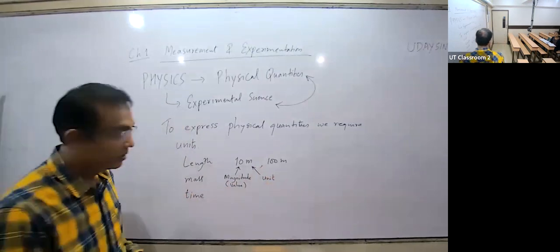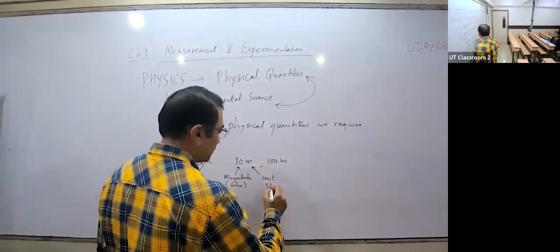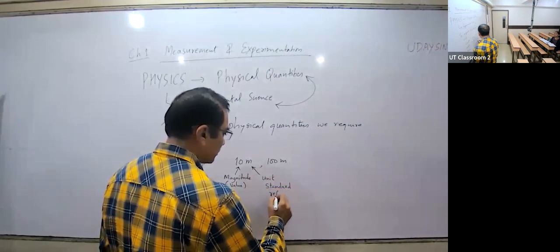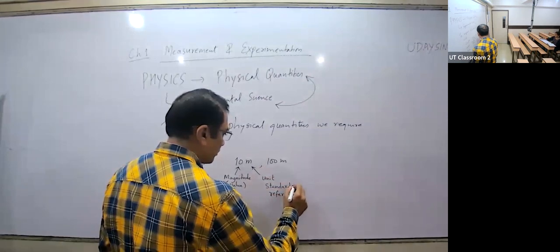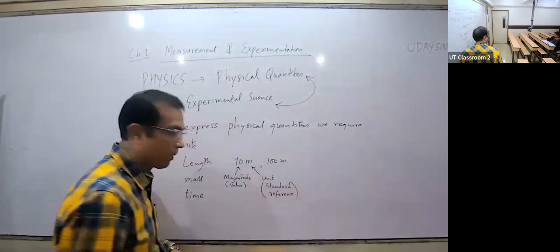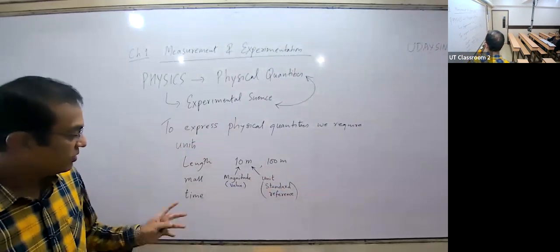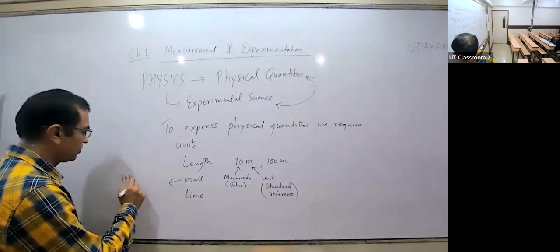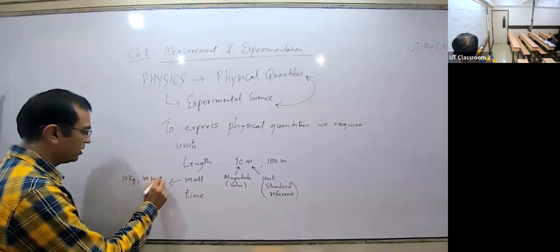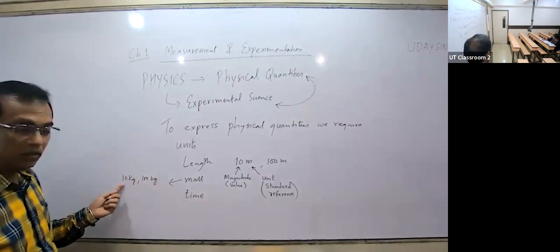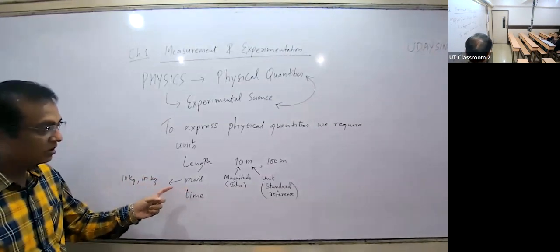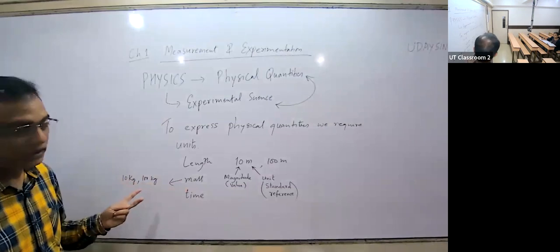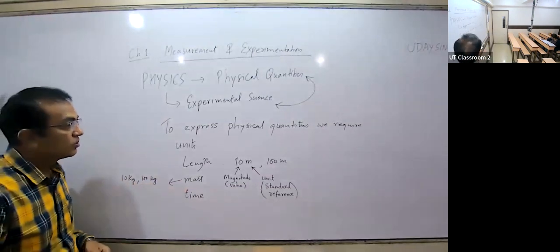What is a unit? It is a standard reference. For any physical quantity, if you take mass, you say 10 kg, 100 kg. So you have a value and a unit. A measured value of a physical quantity is written like this, in 2 parts.